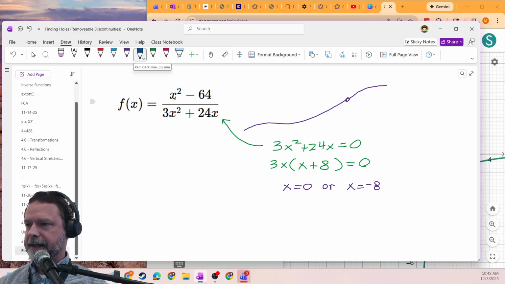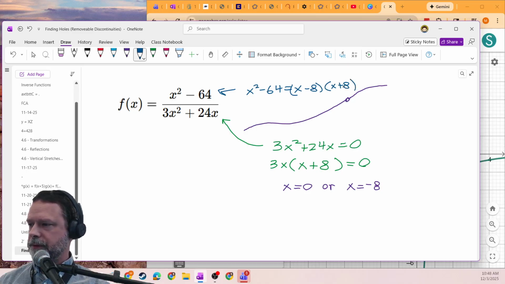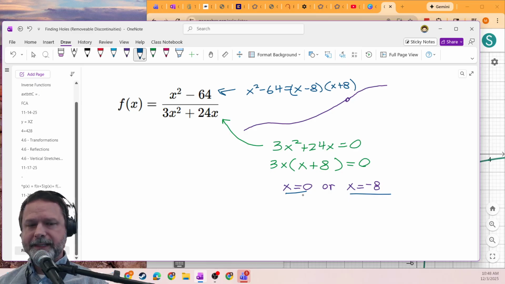Now this factors very easily. X squared minus 64, we know what that is. X squared minus 64 is x minus 8 times x plus 8. So what you notice is both the numerator and denominator have a factor of x plus 8. Okay, so where we were undefined, we're undefined because these make the denominator 0. That means those are places we're undefined. That's still true.